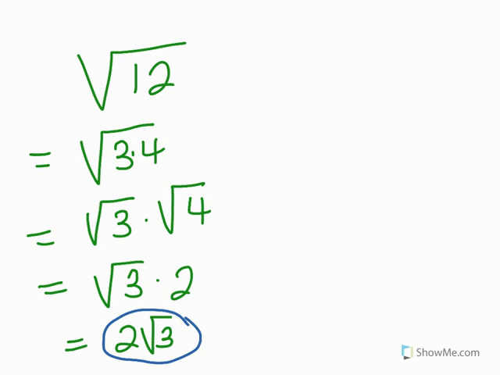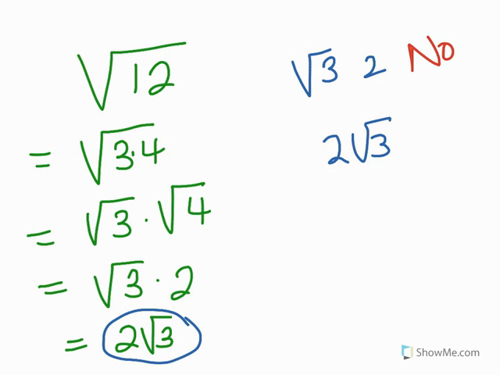Now, some people might say, why not write the square root of 3, then 2? And then 2 square root of 3. We don't write it this way. No. This is no, and this is yes.